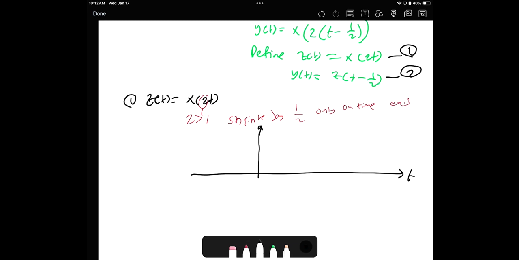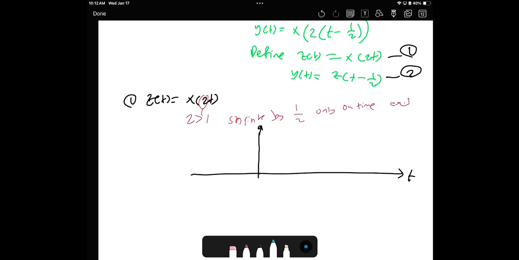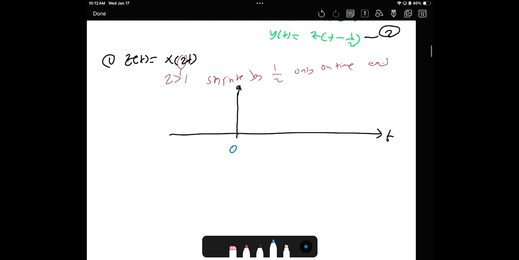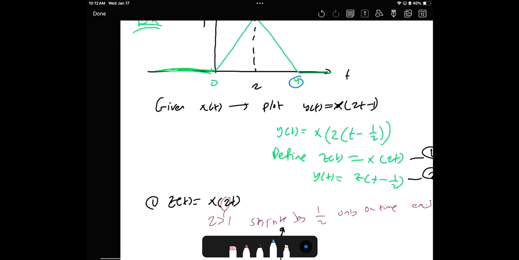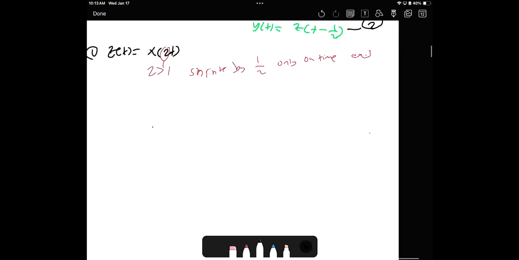So here is t. Now we need to plot z of t. So it will be here, time axis 0. Here it was 4, now instead of 4, it will be 2. That one was 2, now it will be 1. Okay? Did you get it? Or in other words, let me do it. I'm going to plot x of t and make the guidelines. I'm sorry about that, so you can get a clearer picture.